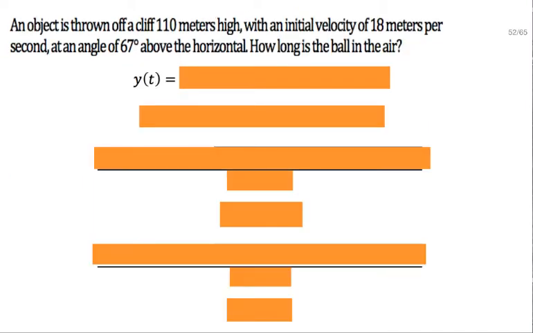All right, next question. An object is thrown off a cliff 100 meters high with an initial velocity of 18 meters per second and an angle of 67 degrees above the horizontal. How long is the ball in the air?